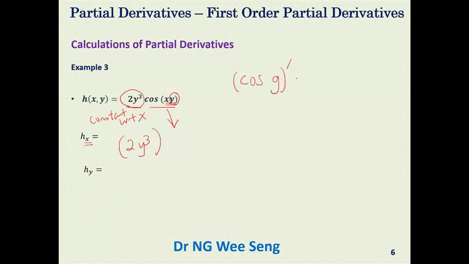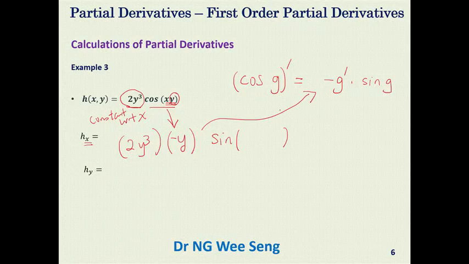And we also recall the derivative of cosine of a function from single variable calculus, which is minus g prime times sine g. In this case, g is x times y. So the differentiation of xy with respect to x is y. So this is our g prime, followed by sine of the function g, which is xy. So h subscript x is minus 2y to the power of 4 multiplied by sine of xy.